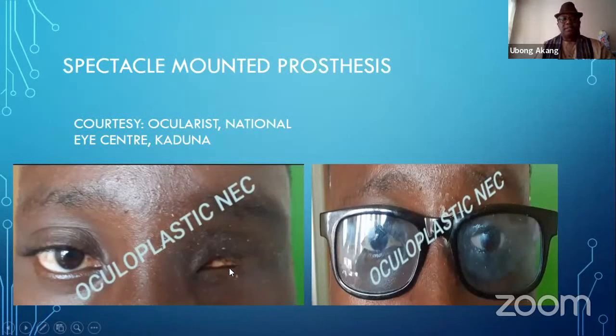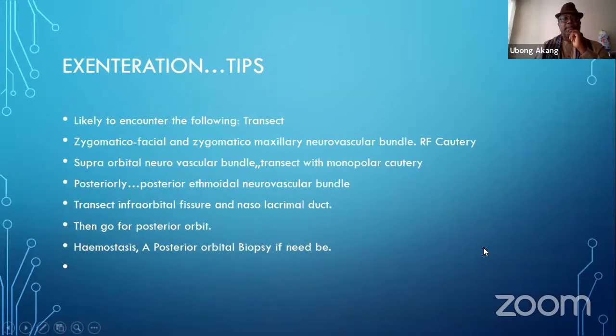If we have something like this, there's no point trying to think whether you can salvage this. You will do more damage. Just send patients so that the ocularist will make a spectacle-mounted prosthesis. As you can see, this is not bad at all.